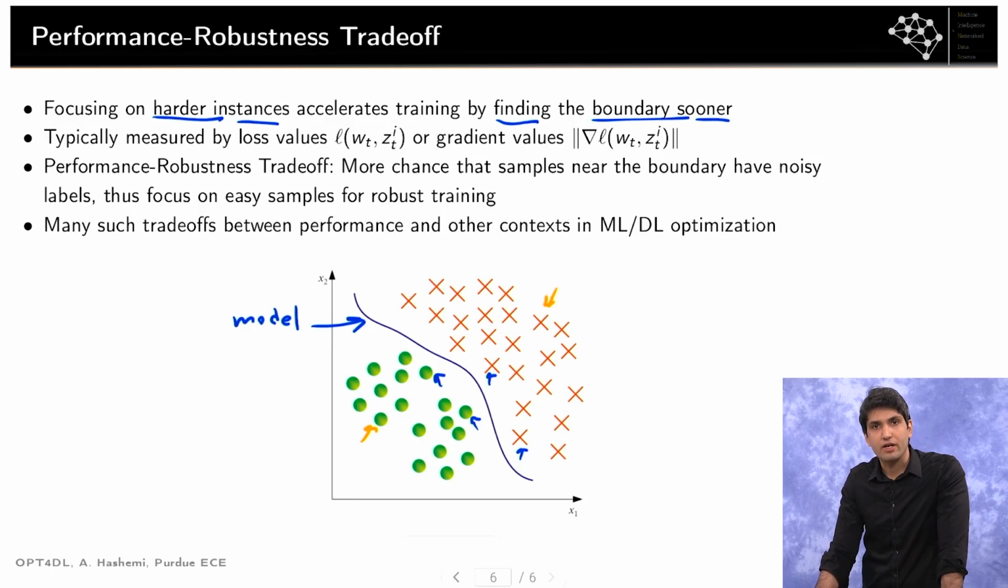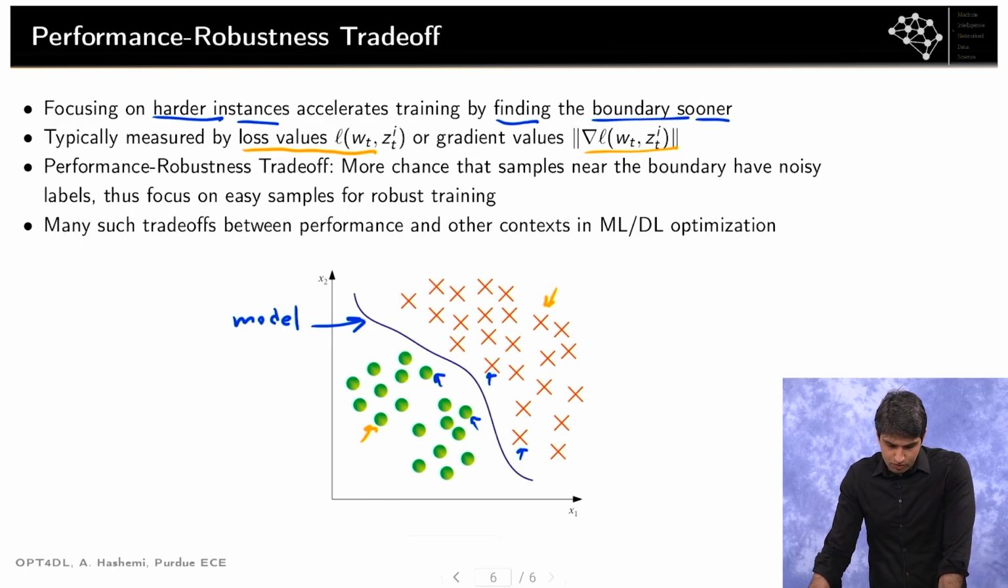How can we quantify hardness? Well, a natural way is to look at the loss values or the gradient values. Because if the loss value is high, that means that my model is not able to fit this sample easily, so it should be a hard sample. And a similar statement can be made for the gradient norm. So that's the reason that those two methods were converging much faster than the simple versions of SGD.